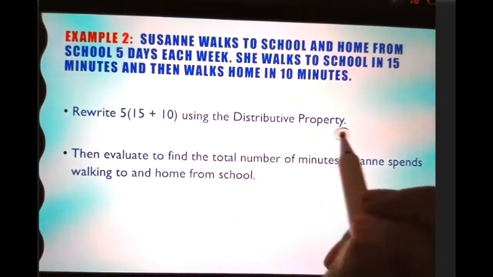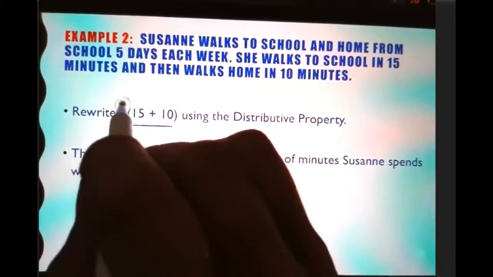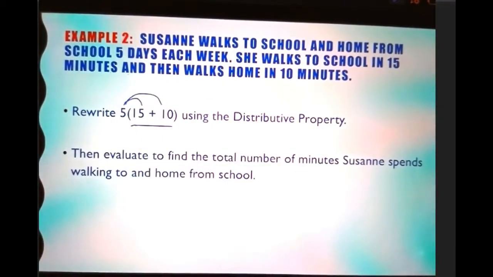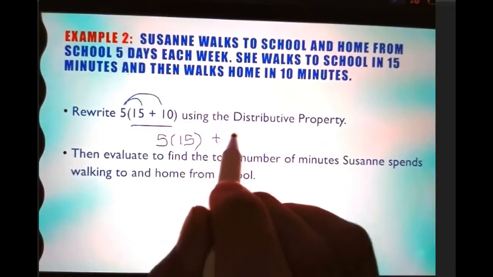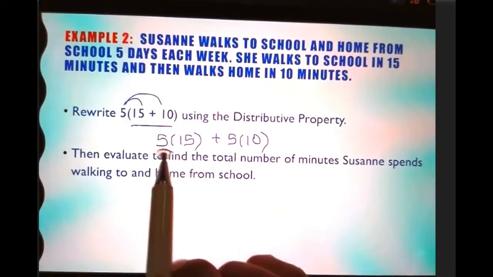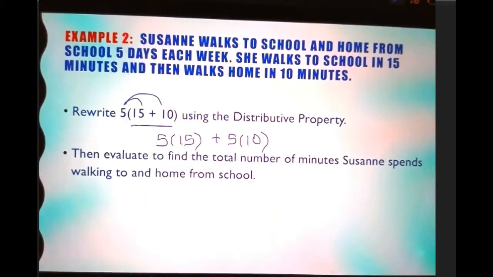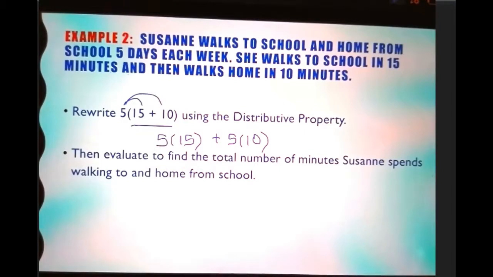So to rewrite this using the distributive property, I don't want you to add 15 and 10. I want you to distribute the 5. So that is one way to rewrite using the distributive property. So she spends 5 days at 15 minutes each day walking to school. So how many minutes in all does it take her to walk to school? Not in all, just to walk to school. So 5 times 15.